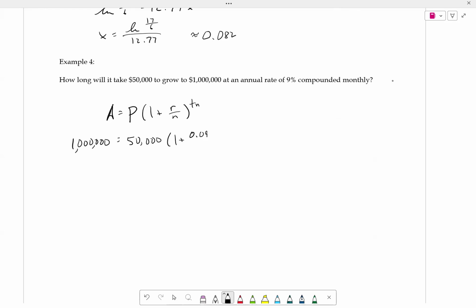Are you sure if it's not 9 or 0.09? Do we agree? Okay. Thank you. Over 12. So 12 power. And divided by 50,000, we got 20. Let me take care of these zeros: 1 million over 50,000, 100 divided by 5 is 20.